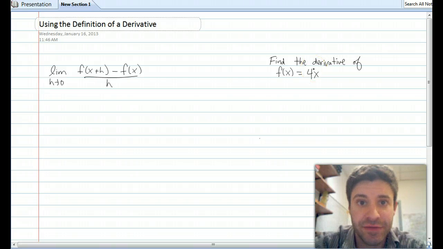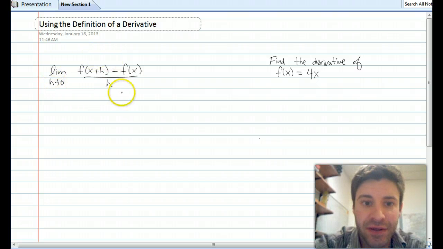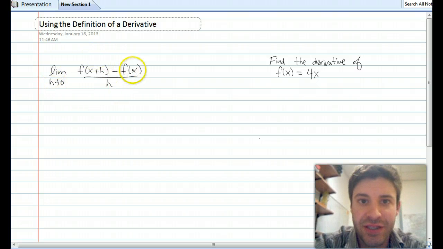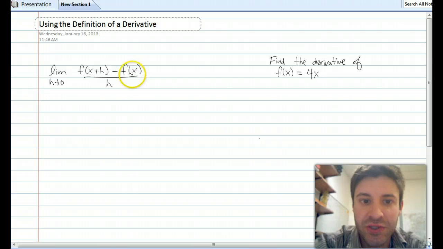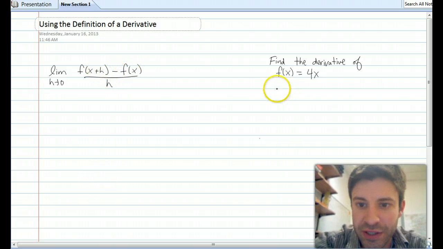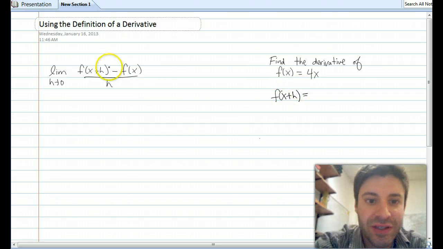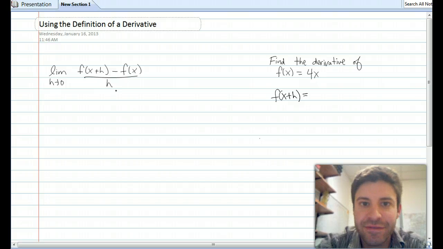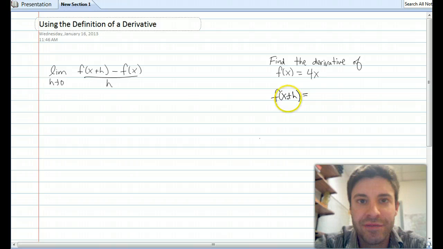Now, to find a derivative, we're going to use this definition, obviously, and we need a couple of things. We need a function, f of x, that's usually given to us, and we need to find f of x plus h. Then we're going to plug those two things into this and see if we can simplify it. So the first question you're always going to be asking when finding a derivative using the definition is, what is f of x plus h? Well, we're given f of x and we want f of x plus h.